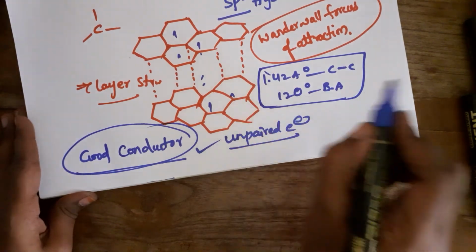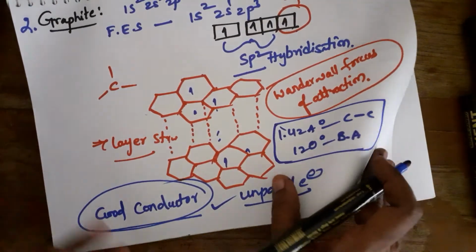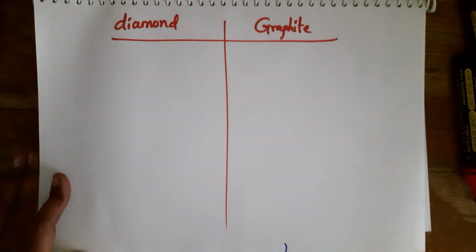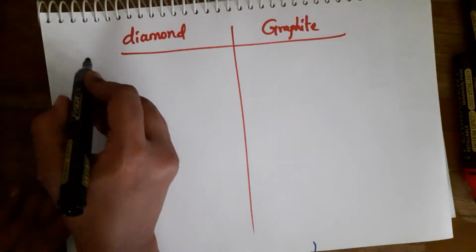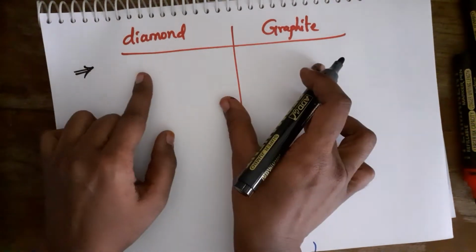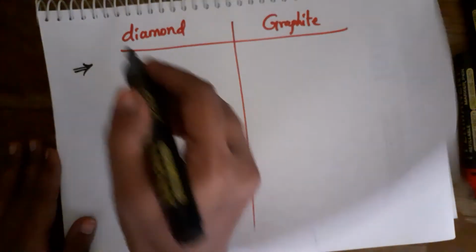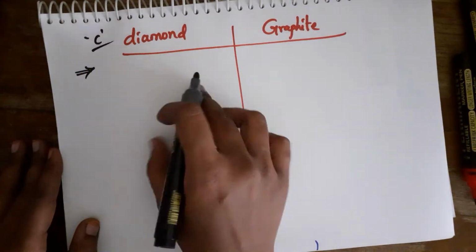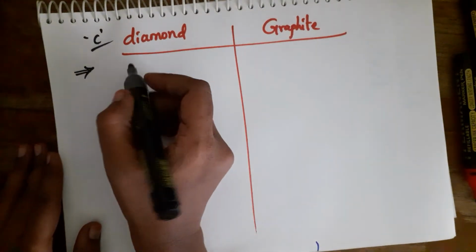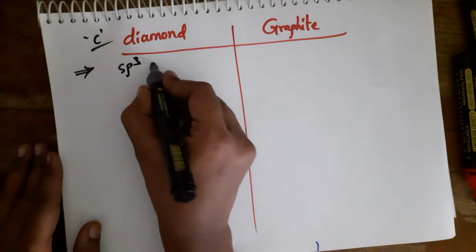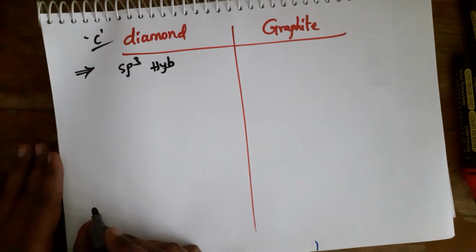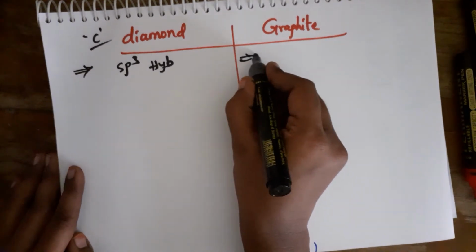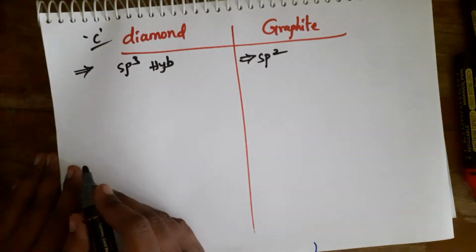So this is about graphite. Now let's move to the difference between diamond and graphite. Diamond and graphite are both composed of only carbon. These are two allotropes of carbon. Diamond undergoes sp3 hybridization, and graphite undergoes sp2 hybridization.